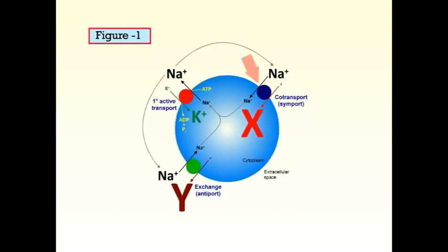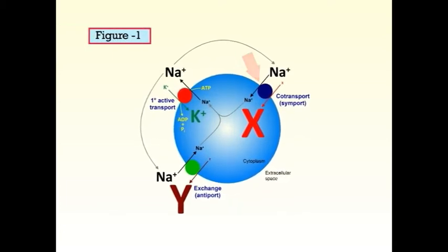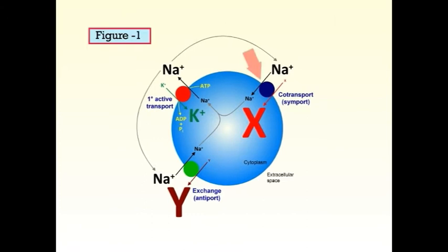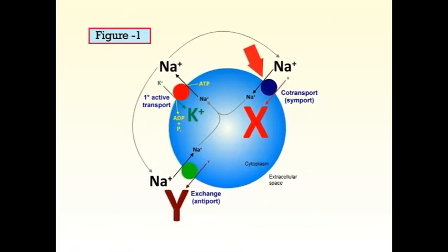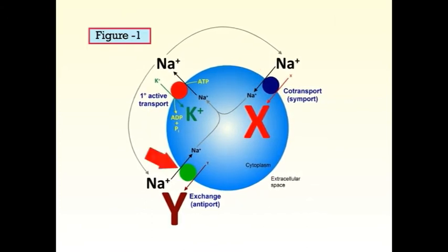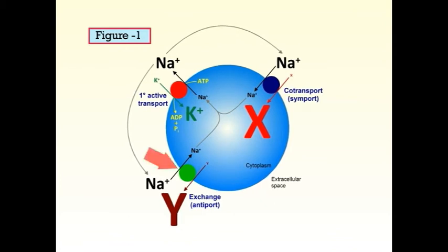So in figure 1, in Symport, the direction of transport is the same for both the driving ion and the driven molecule or ion, whereas in Antiport, the driving ion and the driven ion or molecule are transported in opposite directions. X and Y represent transporter substrates.